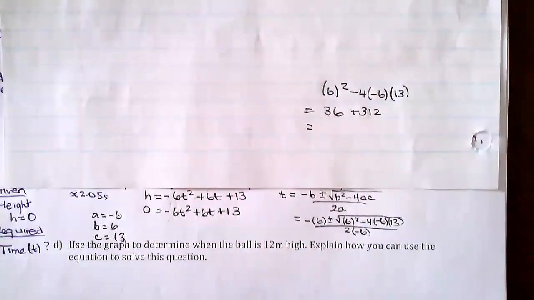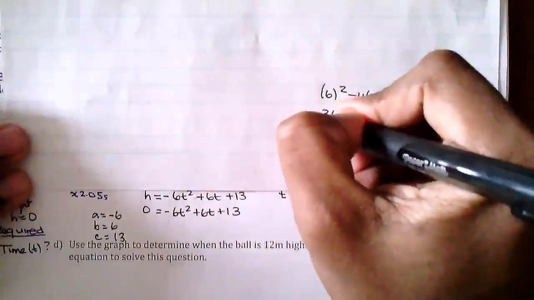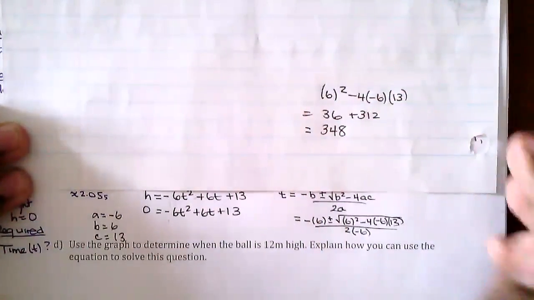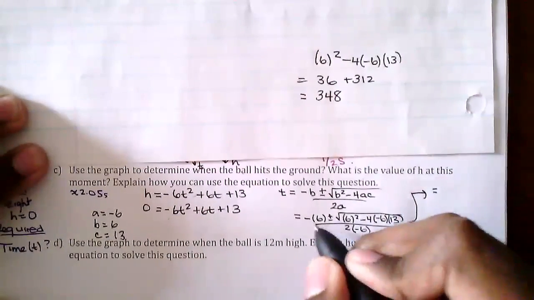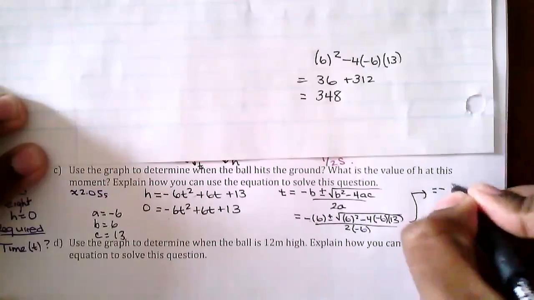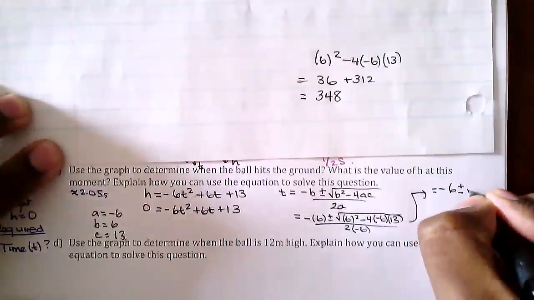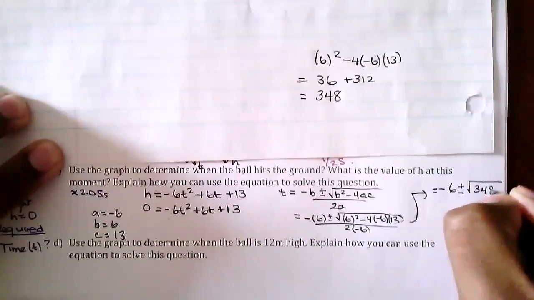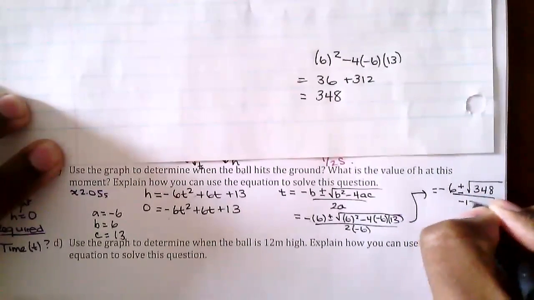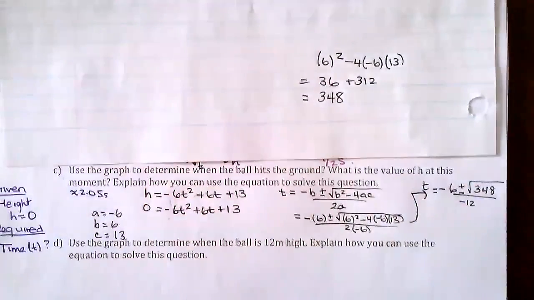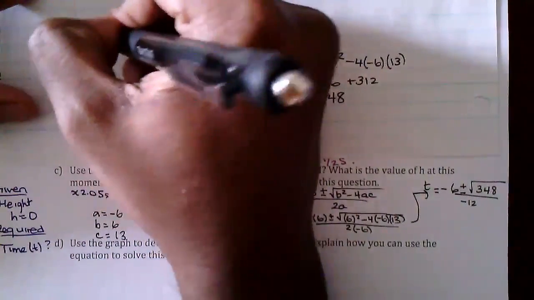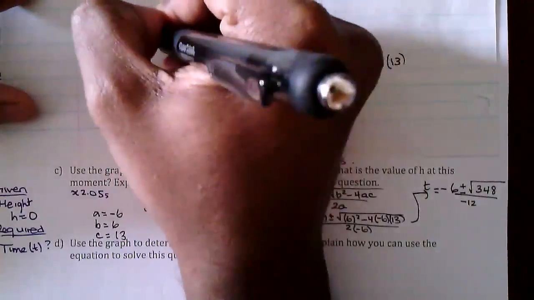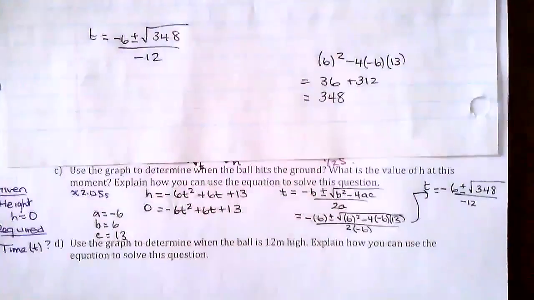312 plus 36 is equal to 348. So if I was to simplify this, I have negative times 6, so negative 6 plus or minus the square root of 348 divided by negative 12. Again, t equals that expression. I'm running out of space here, so I'm going to do the rest up here. So I'm just going to copy this down. T is equal to negative 6 plus or minus root 348 divided by negative 12.